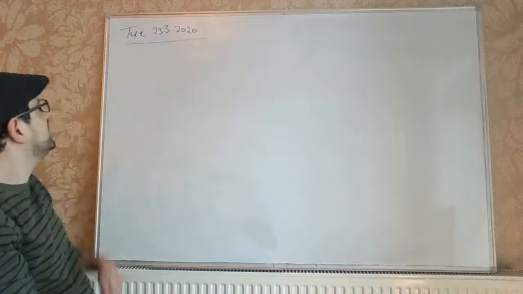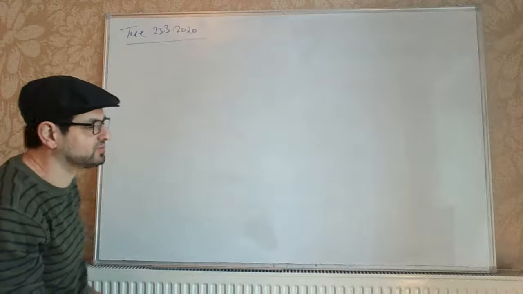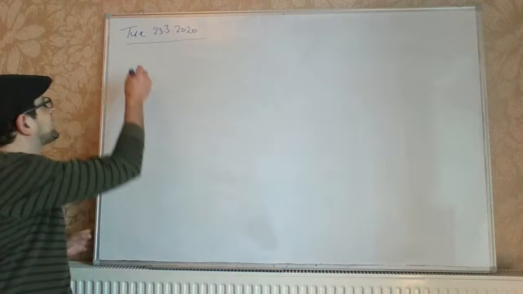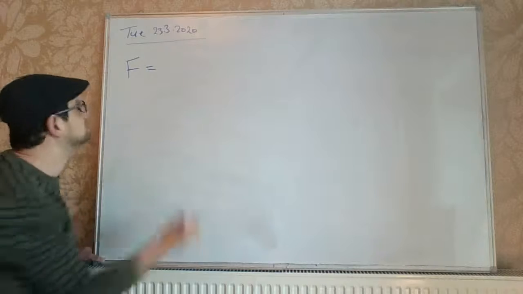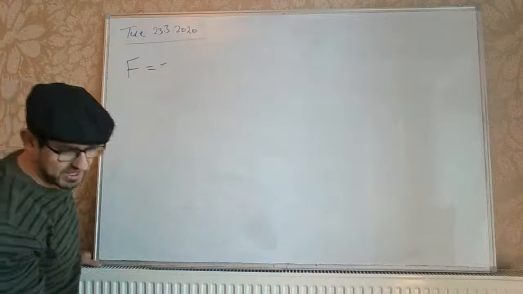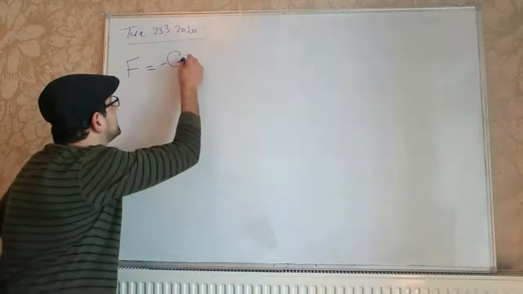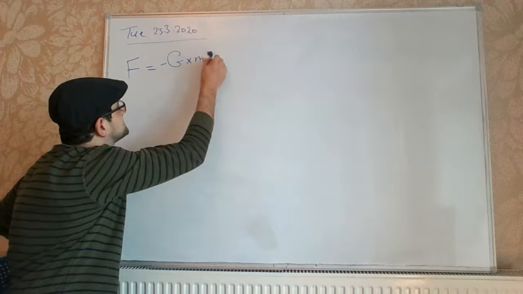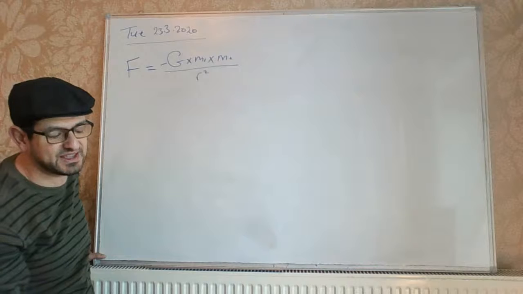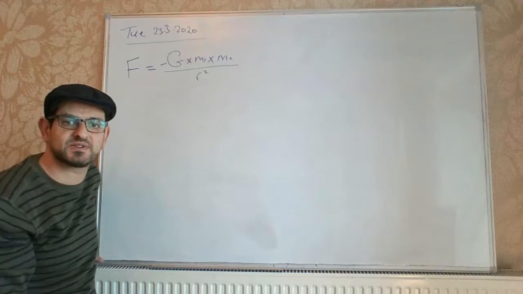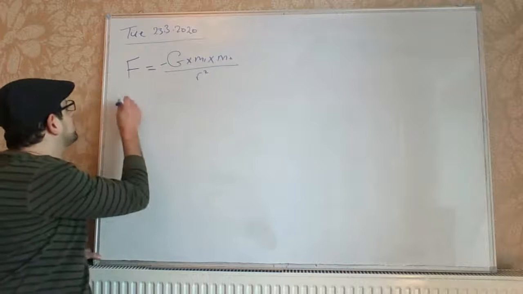Today is Tuesday. We were doing gravitational forces. Let me remind you what we said until now. We said the gravitational force, or the force of attraction between any two bodies, is given by negative, which means it's attraction, G, which is the universal gravitational constant, times the first mass, the second mass over the distance between the two objects. And remember, it's not from the surface to the surface, but it's from the center of gravity to the center of gravity.